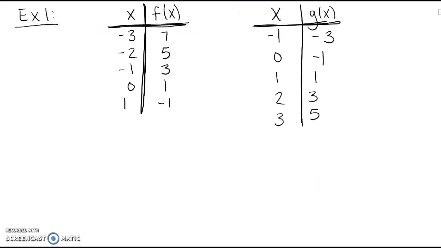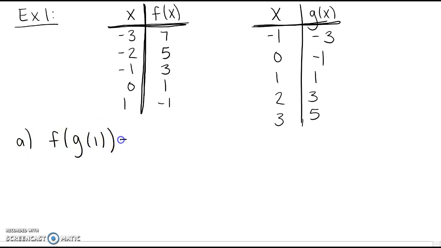So let's do a couple examples. Example 1, we're going to use two tables, F of X and G of X. Maybe pause the video so everyone can copy these tables down. So with this, I could give you an example like F of G of 1.